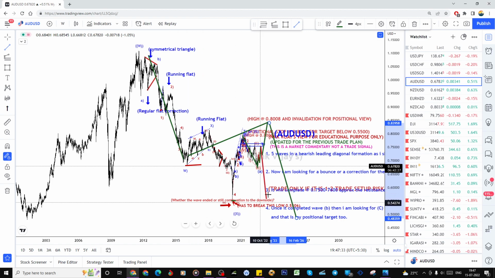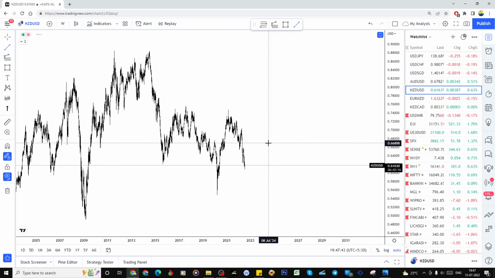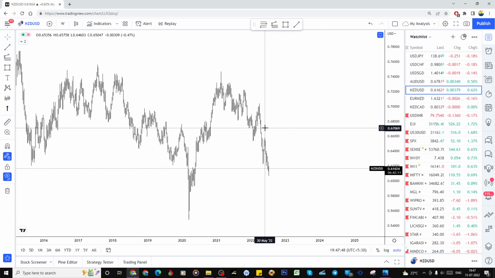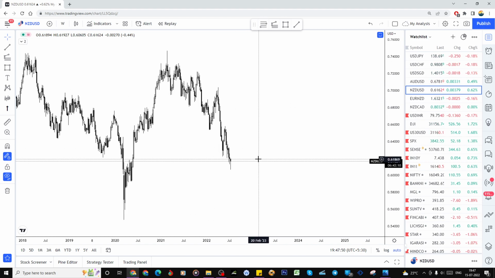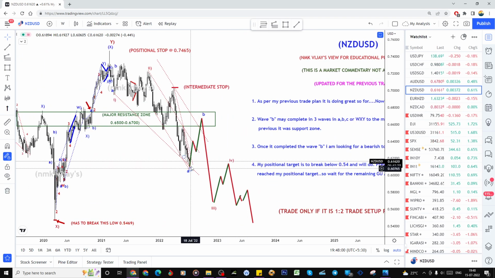So be careful. This kind of pattern happened, and New Zealand CAD achieved the target. We will show you that also, and before that, NU, this is the same pattern. So either this is the end of the correction and we are in the uptrend to break this, or again it will look for this kind of pattern.